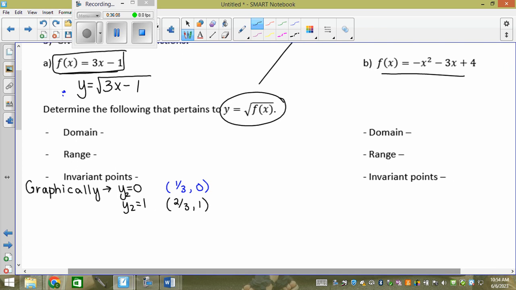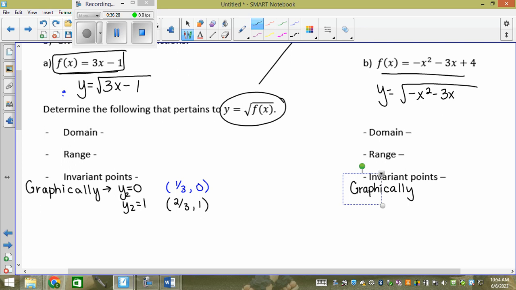Okay? So I want you to find the invariant points with this one. Type this one in. So you can either type in this, or you could type in this. Invariant points don't change. So you can put in either one. It doesn't matter. But graphically, we're going to do y2 equals 0. And this one's going to get me 2. Why is this going to get me 2 invariant points? It's a quadratic and there's 2 x-intercepts. And then you're going to do y2 equals 1, and this one gets me 2 as well.